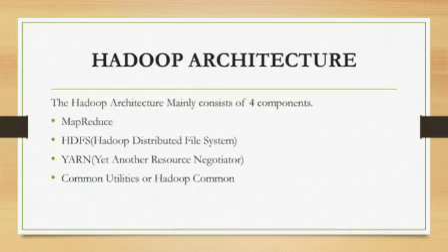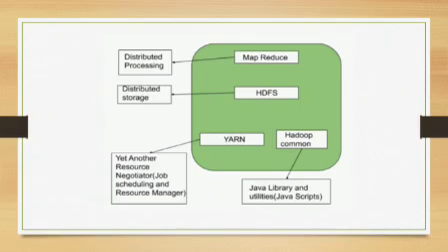Okay, the Hadoop architecture mainly consists of four components to work with. They are MapReduce, HDFS, which means Hadoop Distributed File System, YARN, which means Yet Another Resource Negotiator, and common utilities or Hadoop Common. These are the four components of Hadoop architecture. Let us understand each one of these components in detail one by one.